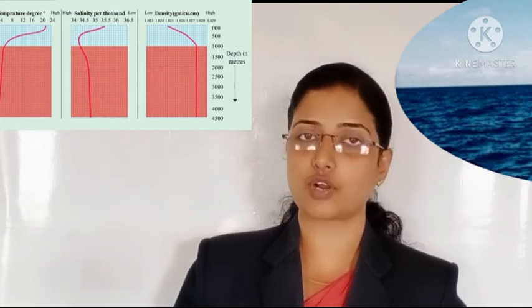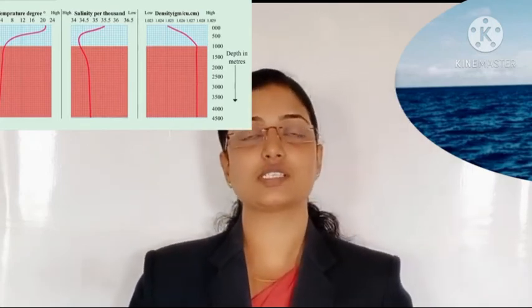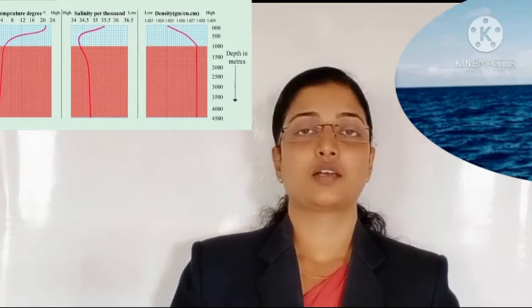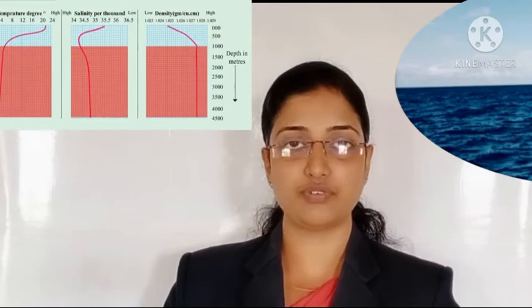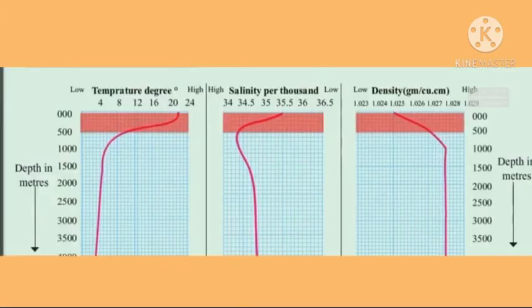Now we are going for a comparative study of temperature, salinity and density with the help of a graph which is given in your textbook page number 55. So children, you can see the graph here, and it shows the salinity, temperature and density with reference to the depth of the seawater. We know that density of the water is dependent on temperature and salinity. If you see the graph carefully, you will realize that after a certain depth, there is no change in these factors according to the depth.